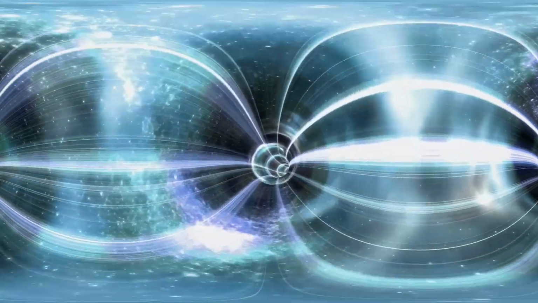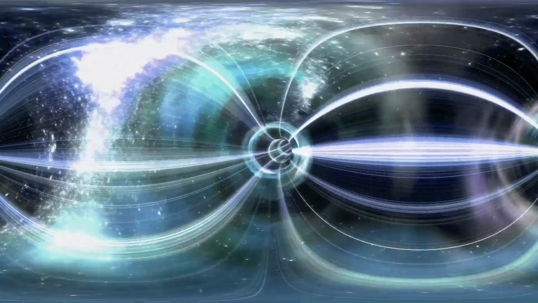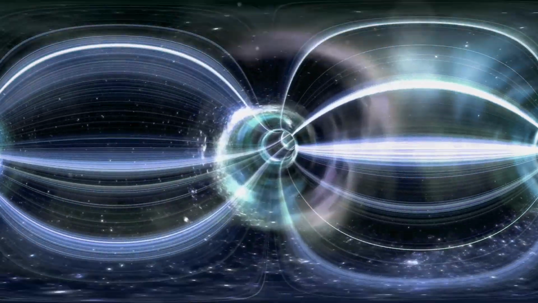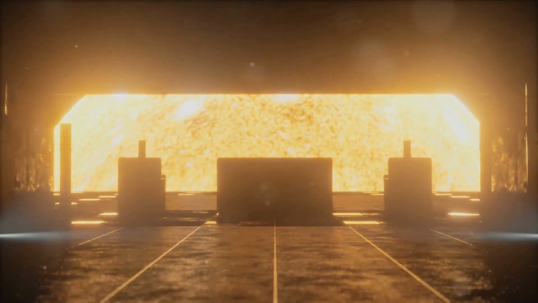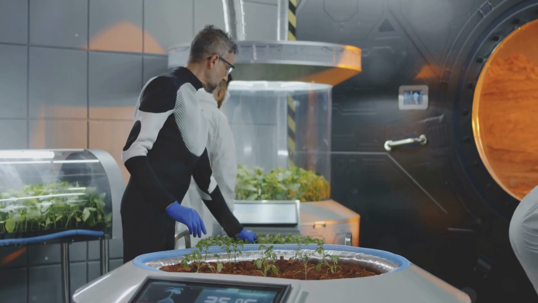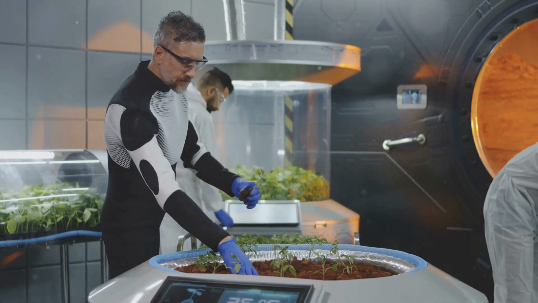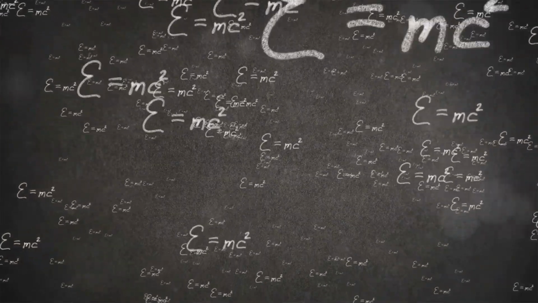But even with all this energy, there's another hurdle: negative energy. According to Einstein's general theory of relativity, creating and maintaining a warp bubble requires exotic matter with negative energy density. This kind of matter doesn't naturally exist as far as we know. And while scientists have made tiny amounts of negative energy in lab conditions, we are nowhere near the levels needed for a warp drive.